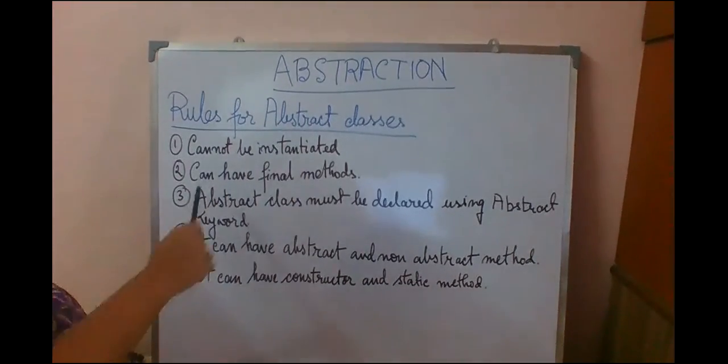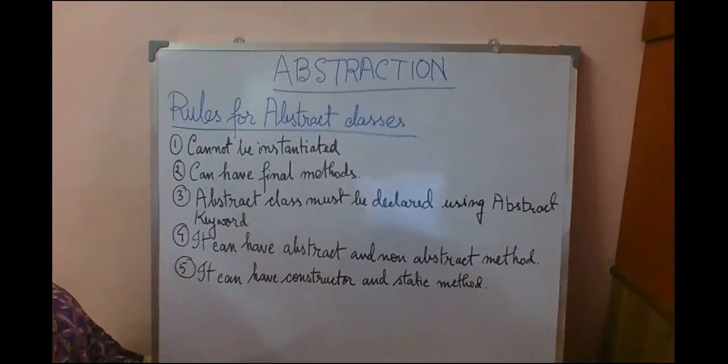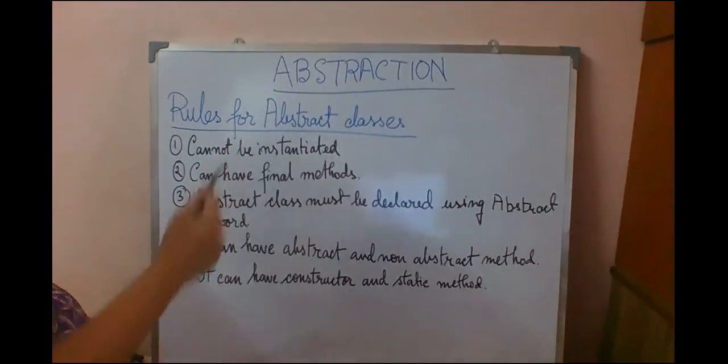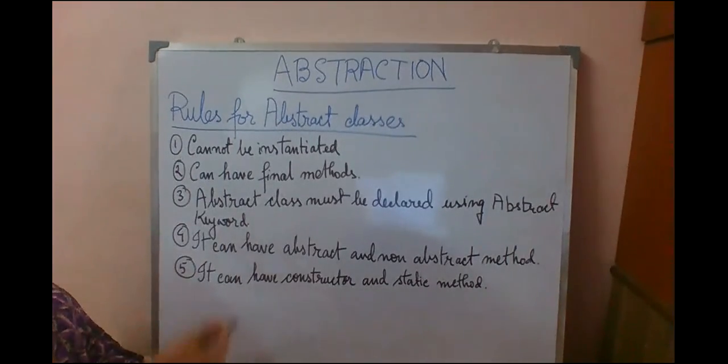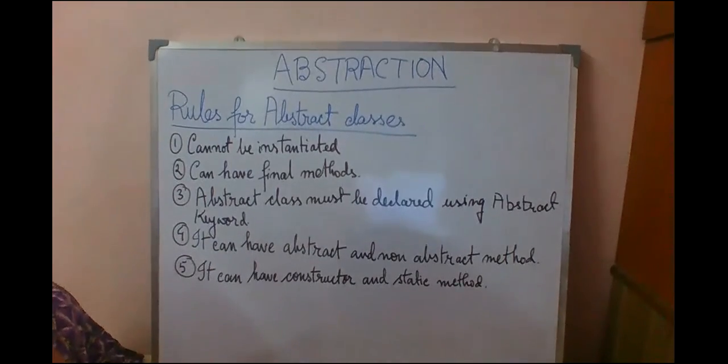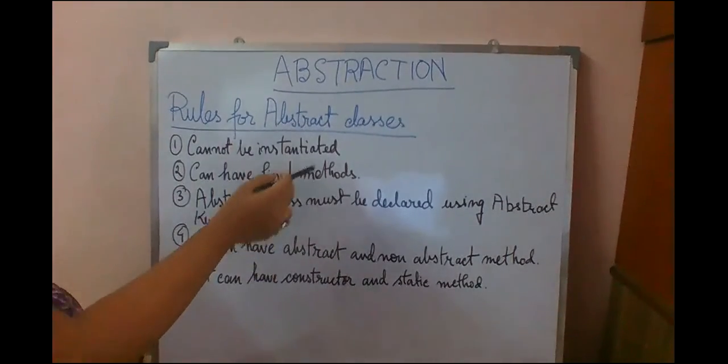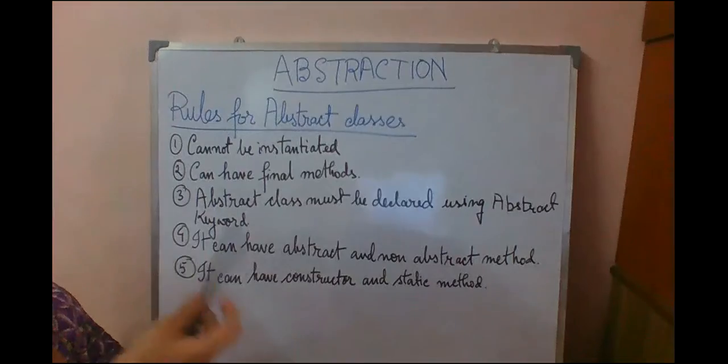Next is that it can have final methods. I have prepared like two or three examples, or maybe four examples. So in any of the examples, you may come across this thing, and if not, you can actually try out this thing in your coding section, and you can show me how final methods work when implemented in an abstract class, because you already know how to write final methods. Same way it will work.